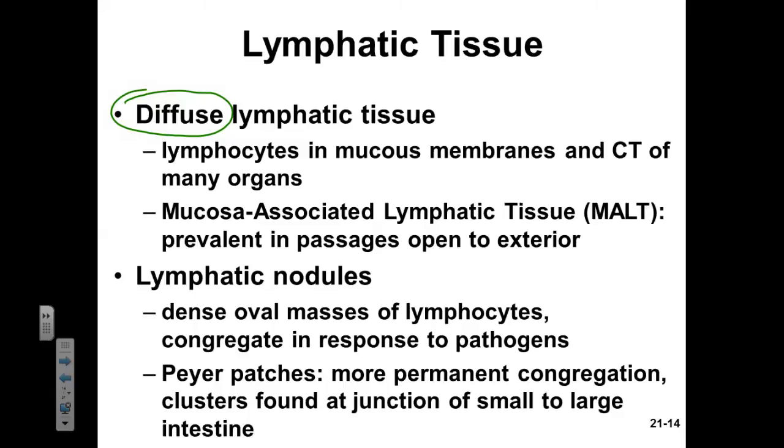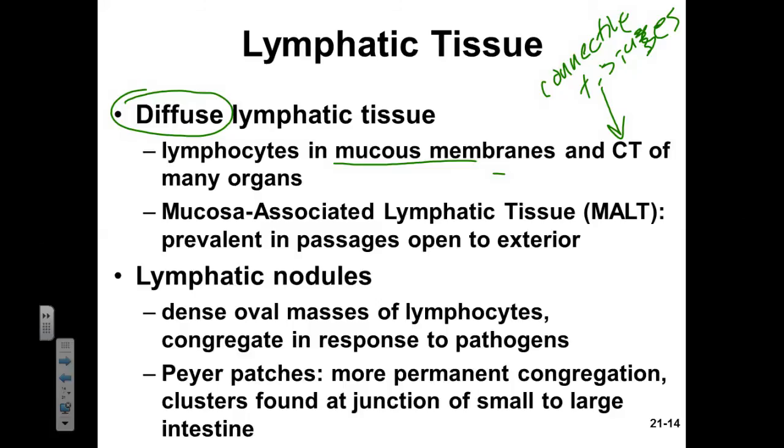Some of our lymphatic tissues are going to be in little patches or areas that are concentrated in our mucous membranes. Other lymphatic tissues are going to be interspersed in the connective tissues. So in this context, CT is connective tissues, with an S at the end.